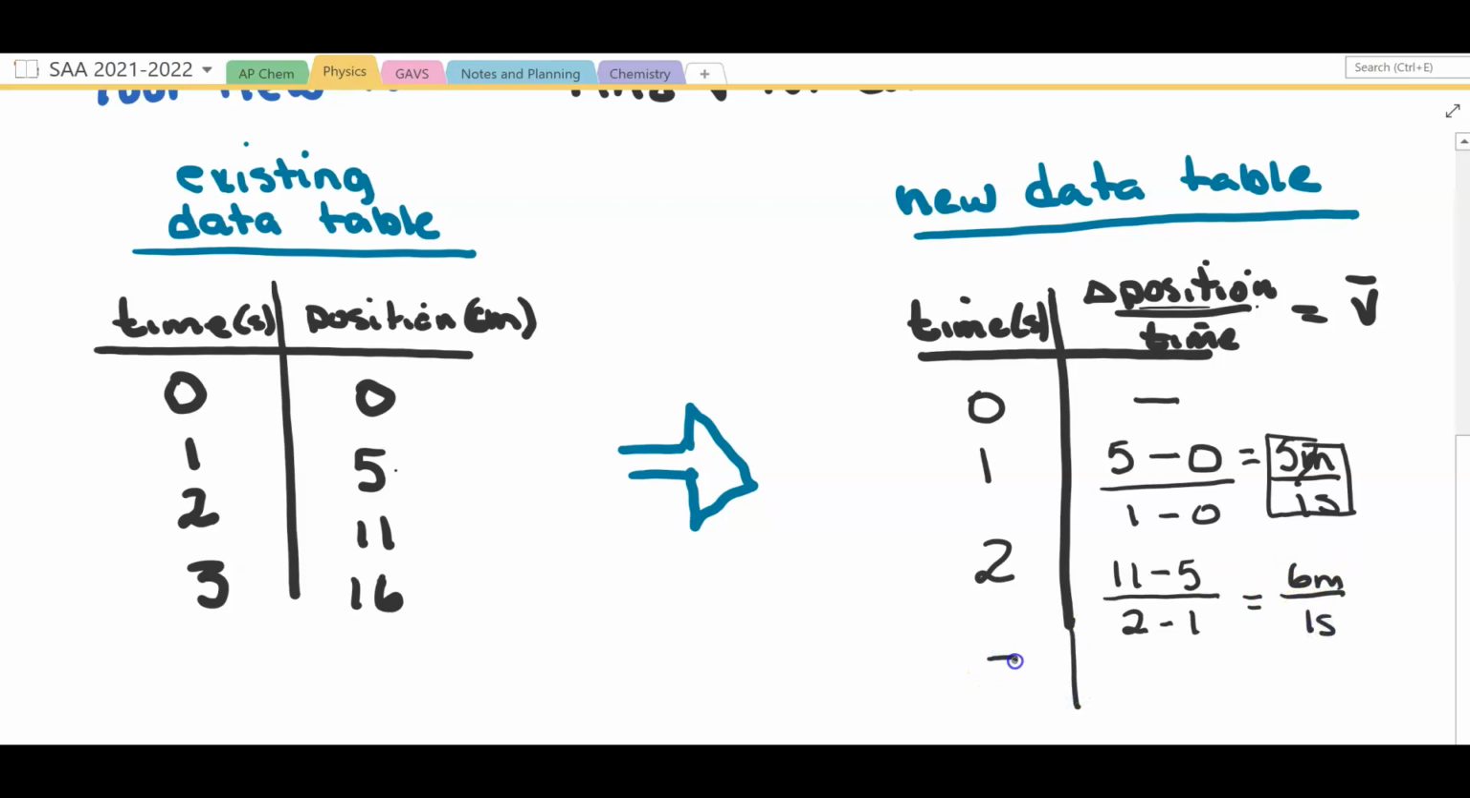One more time. For the third data point, we're going from 2 to 3, or 11 to 16. So we wind up at 16 meters. We started at 11, and that gives us 5 meters. And our time, 3 seconds minus 2 seconds, gives us 1 second. So we wind up with 5 meters per second, 6 meters per second, and 5 meters per second.